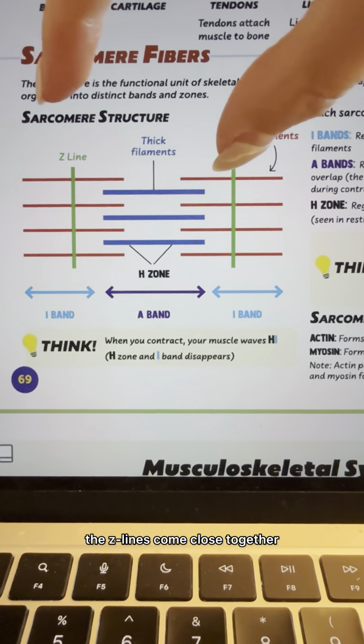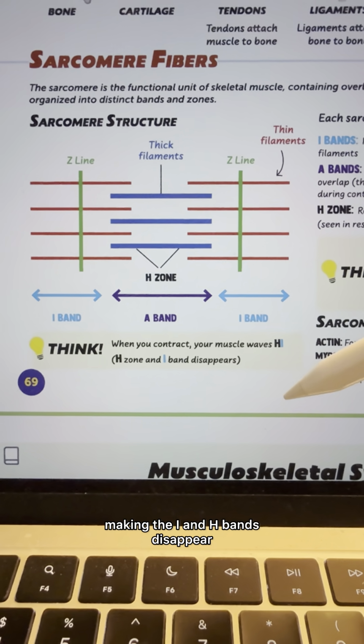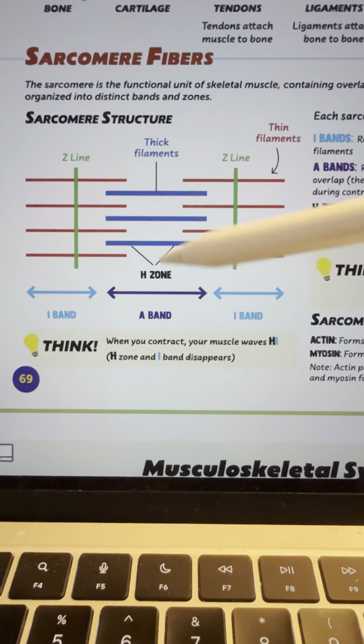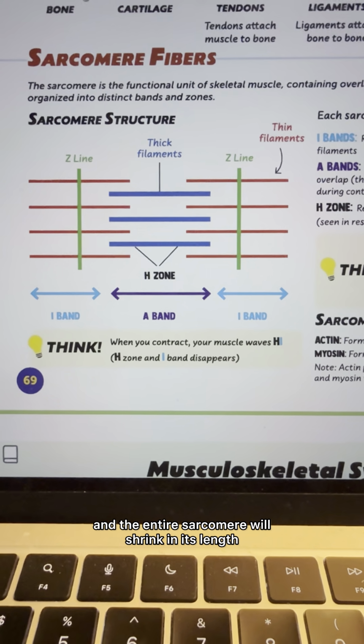During muscle contraction, the Z lines come close together, making the I and H bands disappear, with only the A band remaining the same length, and the entire sarcomere will shrink in its length.